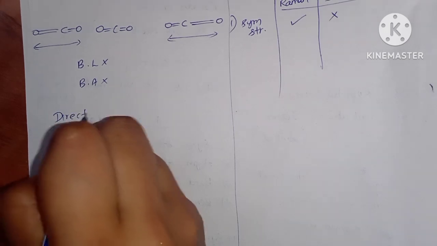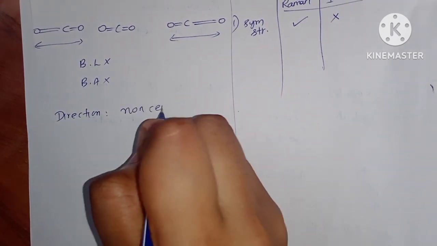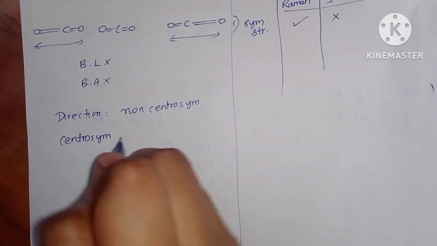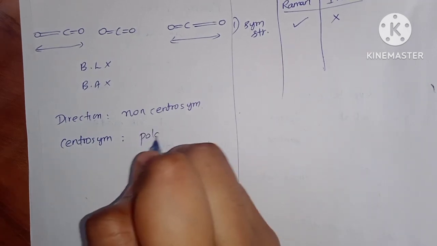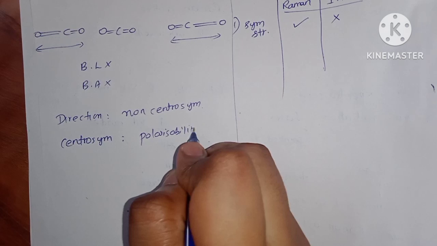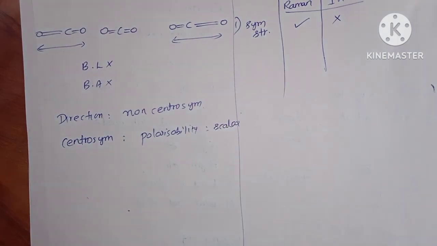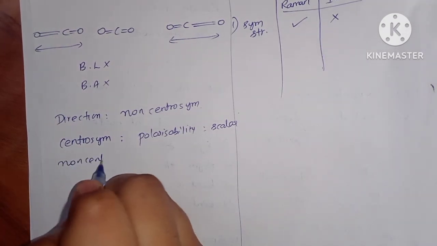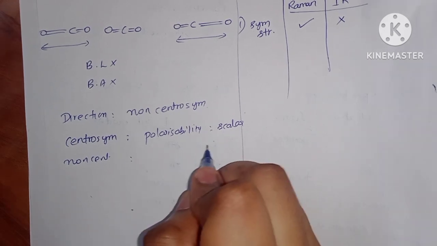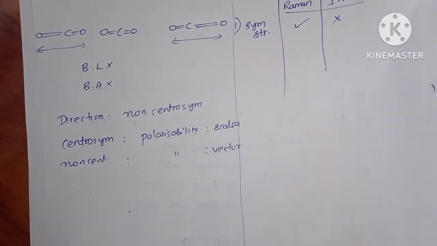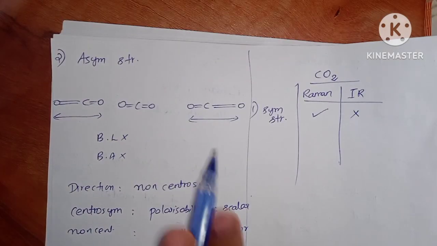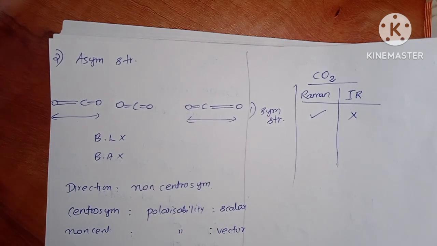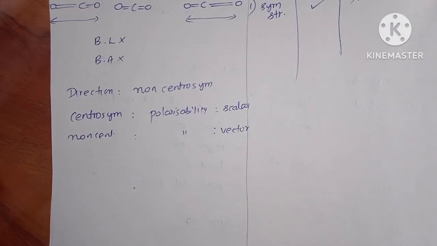Direction we consider if the molecule is non-centrosymmetric, because for a centrosymmetric molecule, polarizability can be considered as a scalar quantity. Direction we don't need to consider. But for a non-centrosymmetric molecule, we should consider the change in polarizability. Polarizability is a vector quantity and we should consider that. So as the CO2 molecule is a centrosymmetric molecule, we don't have to bother about the change in direction. That we can understand more soon.